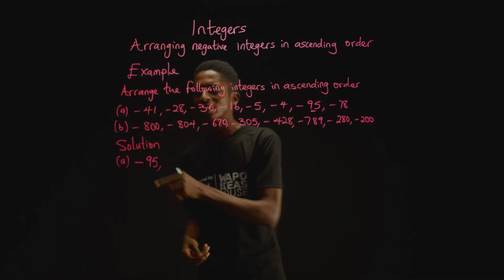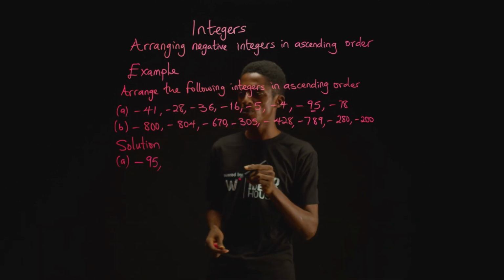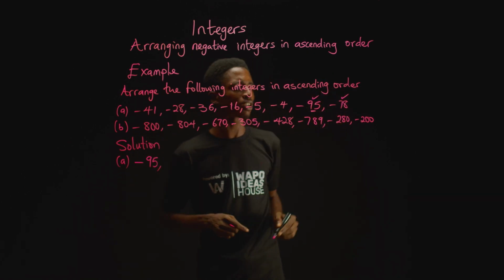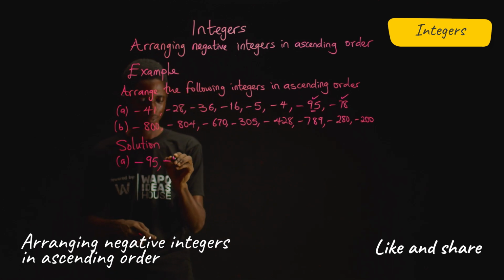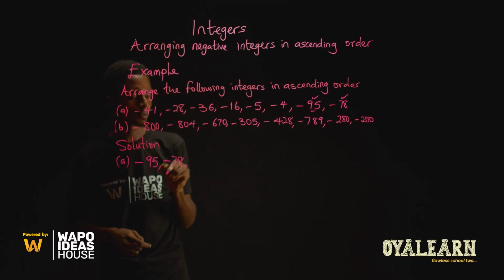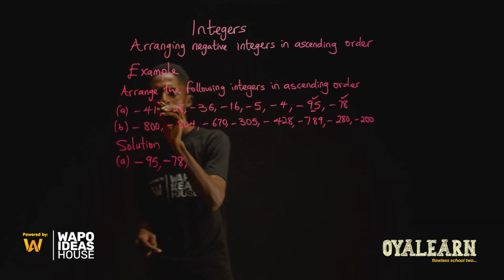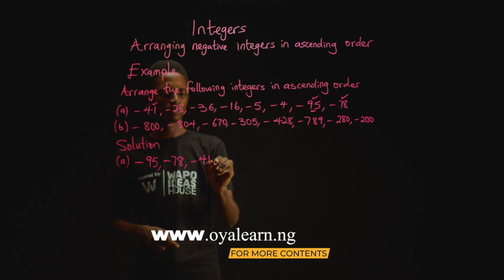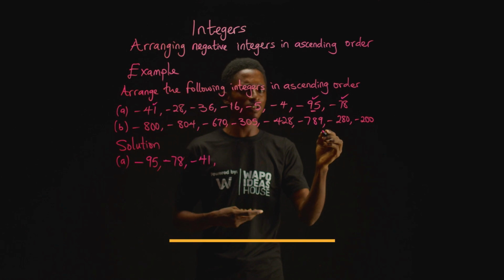Of the remaining, the next number that is greater than minus 95 in this case would be, we have written down minus 95. The next one will be minus 78. After the minus 78, we have minus 41. You know how it is done now, so let's go through the rest.